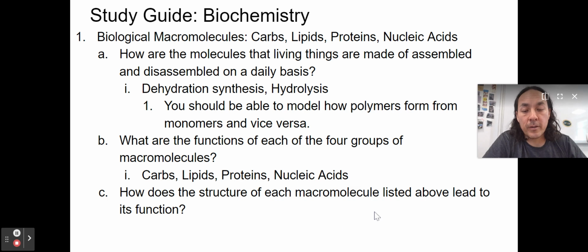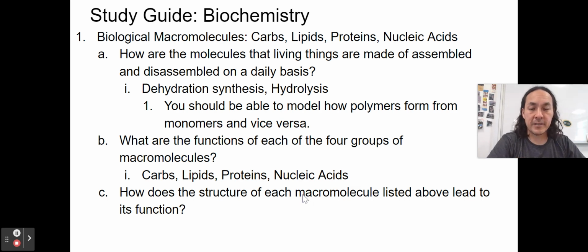These are hard questions. The structure leading to its function, but it's a core theme of biochemistry that the structure of a molecule helps to lead to its function. I don't expect you to have all that memorized, but I want you to think through it and to process it. All right, go ahead and pause the video and see what you can do here.